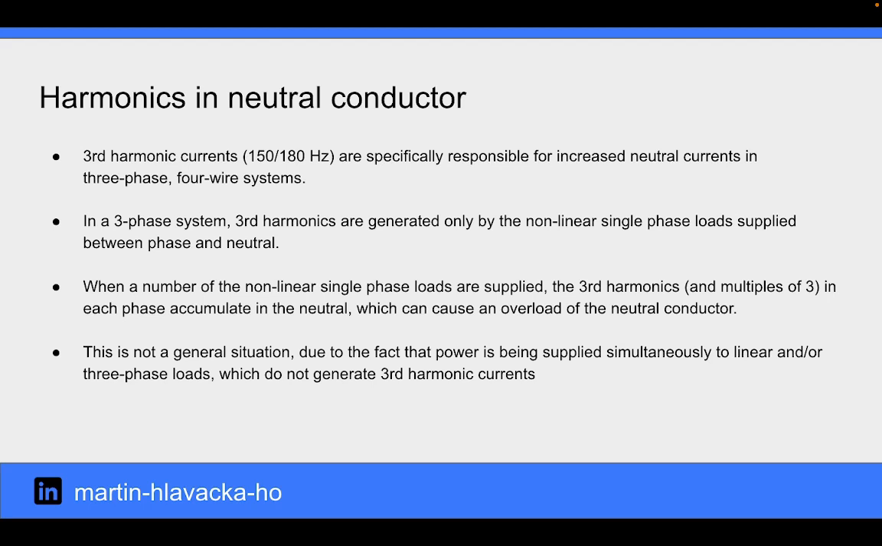Third harmonic currents are specifically responsible for increasing neutral currents in three-phase four-wire systems. In a three-phase system, third harmonics are generated only by nonlinear single-phase loads supplied between phase and neutral. When multiple nonlinear single-phase loads are supplied, the third harmonics of each phase accumulate in the neutral, which can cause an overload of the neutral conductor.